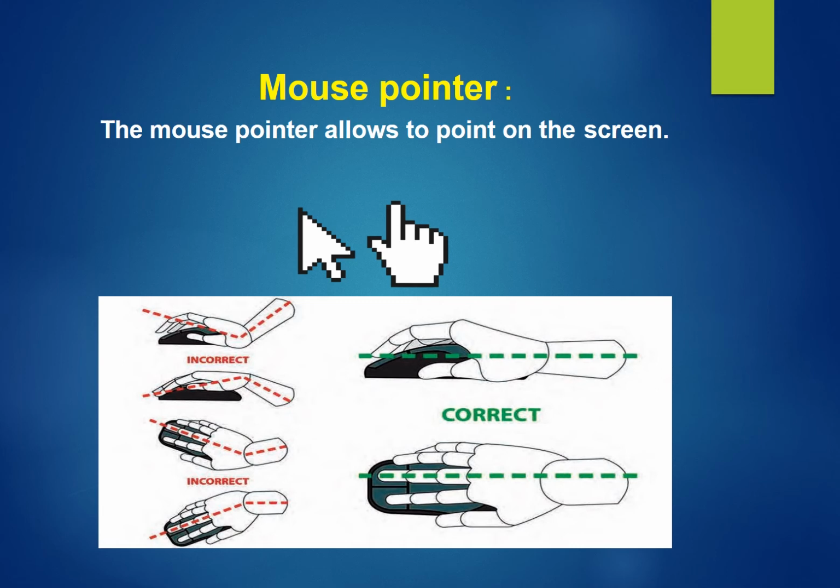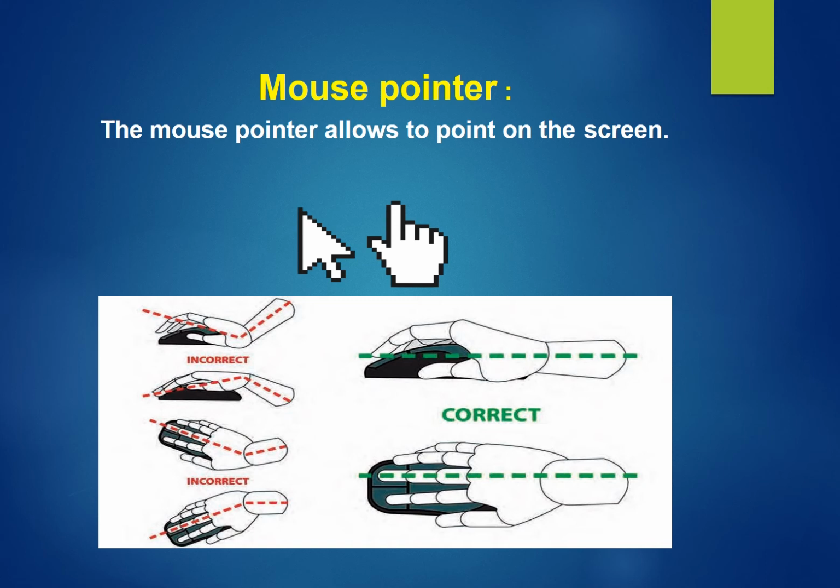Mouse pointer. The mouse pointer allows to point on the screen. The pointer changes as shown below. This mouse pointer arrow mark symbol is there. This mouse pointer will appear as you move it around the screen. The I-beam symbol is there. This mouse pointer will also appear as you move it around the screen, particularly if it is over text. This shape can be seen when you are about to type text.